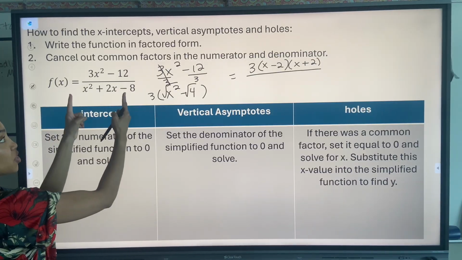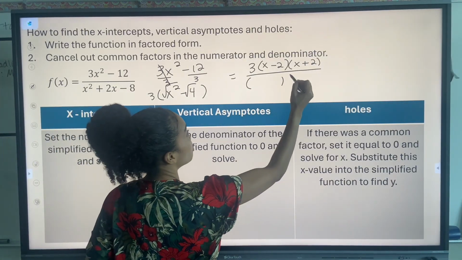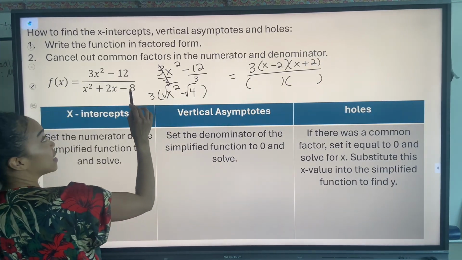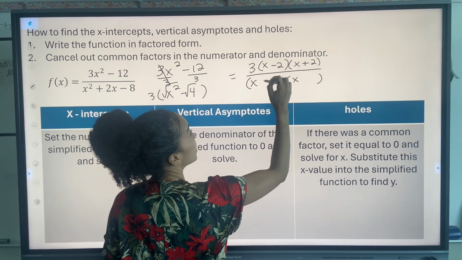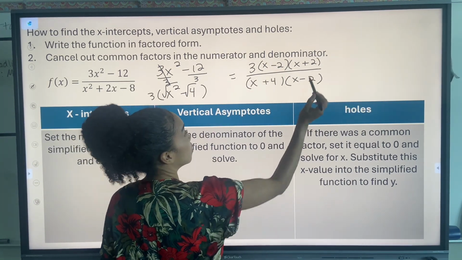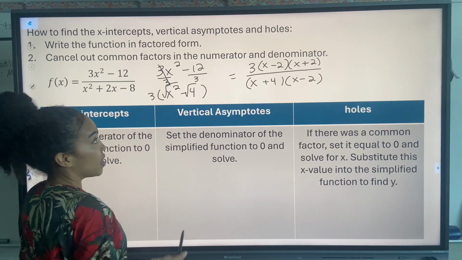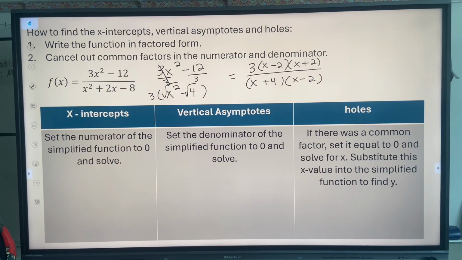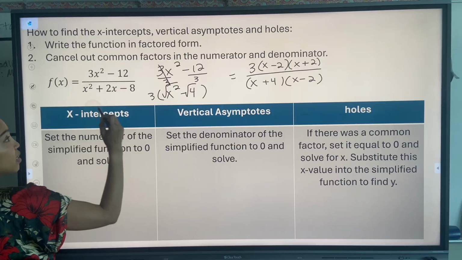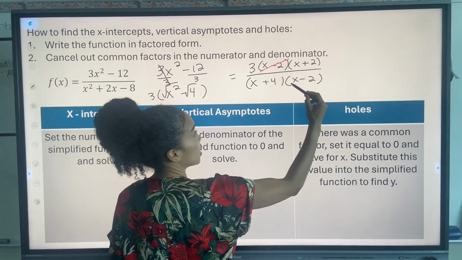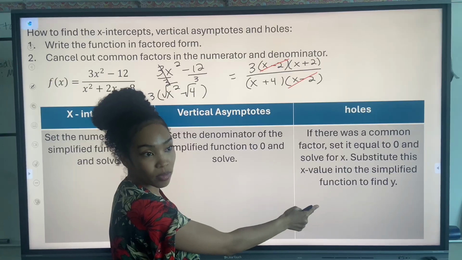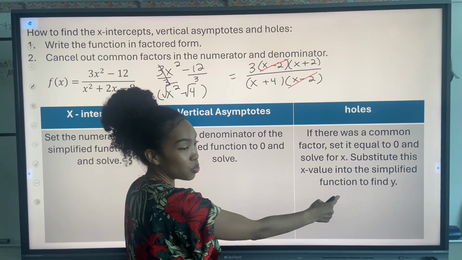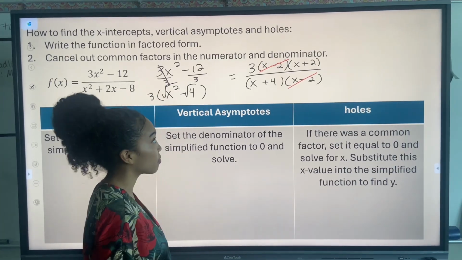Okay, now let's factor the denominator. I need two numbers that multiply to -8 but add to 2. -2 and 4. Yes. All right, so I factored everything. Let's go ahead and simplify it real quick. This factor cancels with this factor, so that means I will have a hole. If anything cancels out, that means you will have a hole, okay?